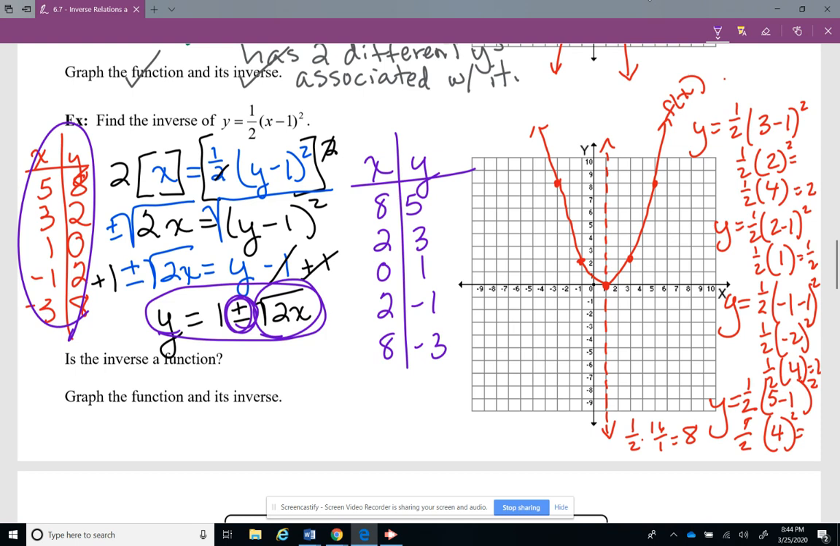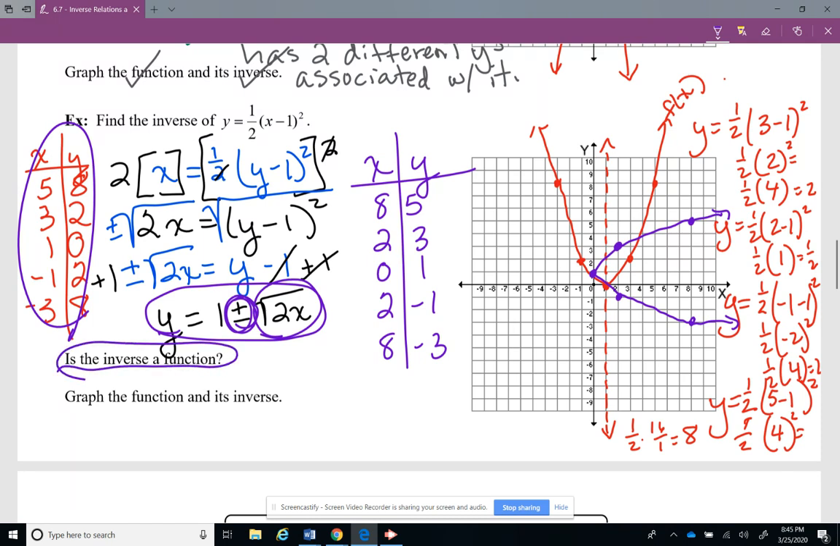(8, 5), (2, 3), (0, 1), (2, -1), (8, -3). Connect your dots. And we were right. It was a sideways parabola.